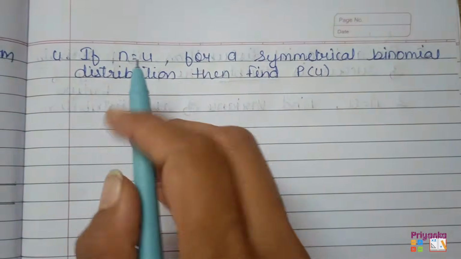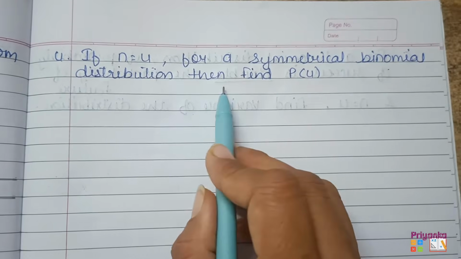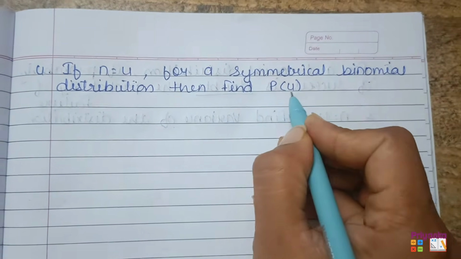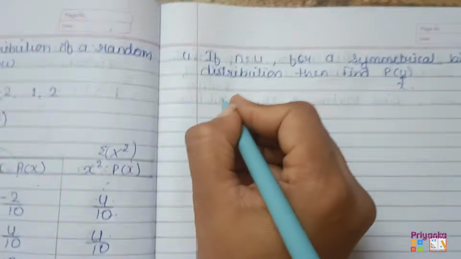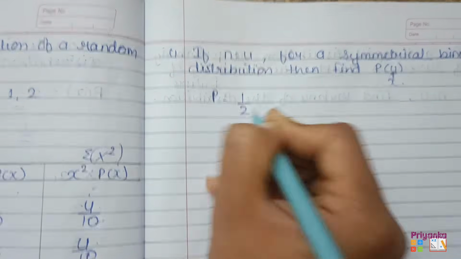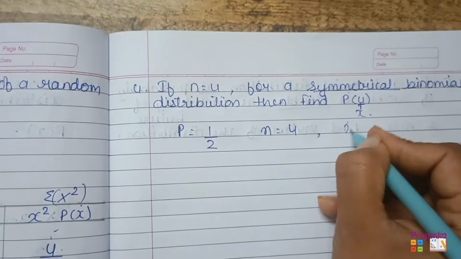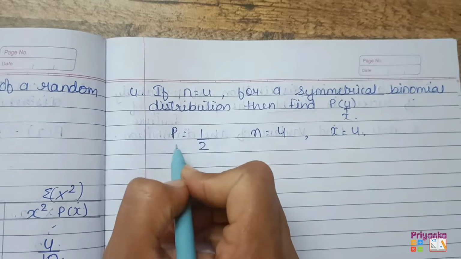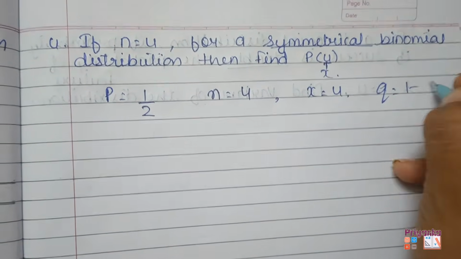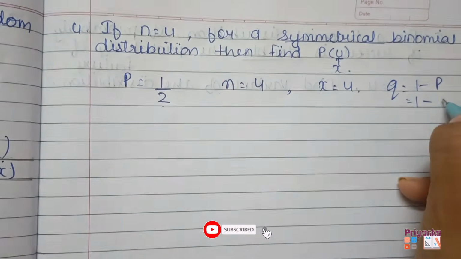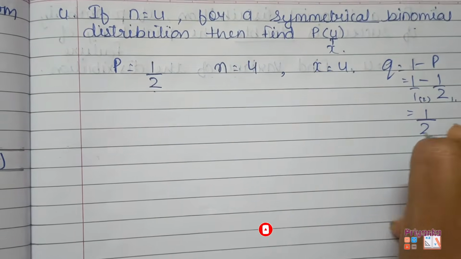Moving to the next. Question number 4. If n equals 4 for a symmetric binomial distribution, then find P of 4. जब P of 4 करके दिया है, मतलब 4 means हमारी x की वैल्यू है, और symmetric बोले तो probability of success is 1 upon 2, and n is 4, where x is given 4, and now we need to find q. That is the probability of failure, which is 1 minus p. 1 minus p value is 1 upon 2. If you take the LCM of this, you will again get 1 upon 2.